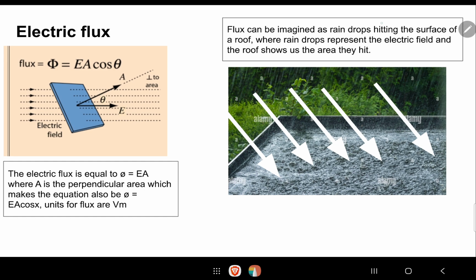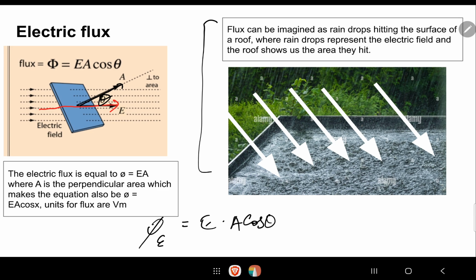Now if you see in the example given here, we have the electric field which is passing through straight, and then we have the area at an angle theta. So what we do is we take E times A cosine of theta is equal to the electric flux. If you see this image and this example which I just explained to you, you can read it. It's the same thing I just explained.